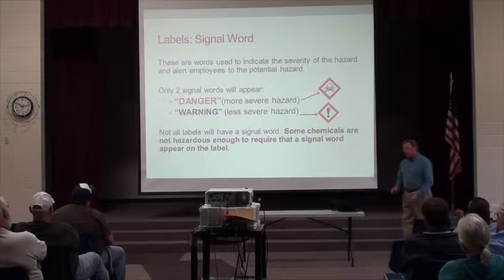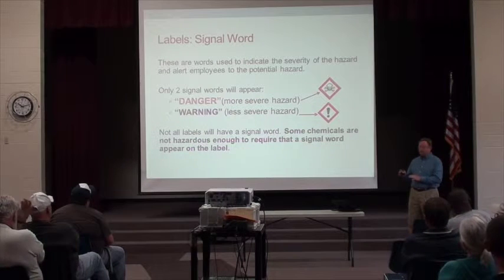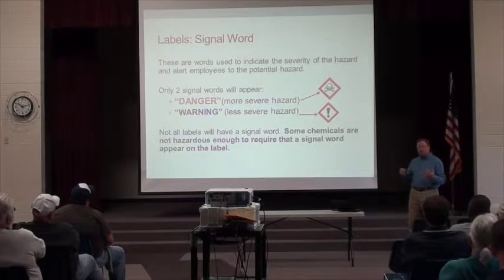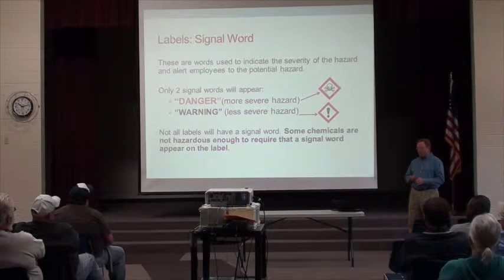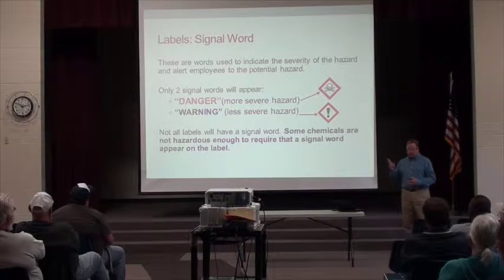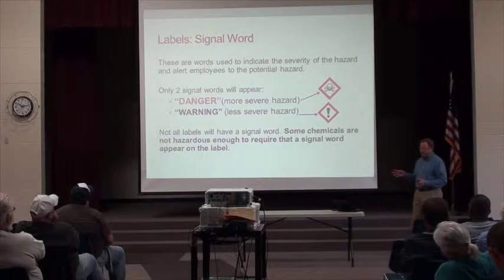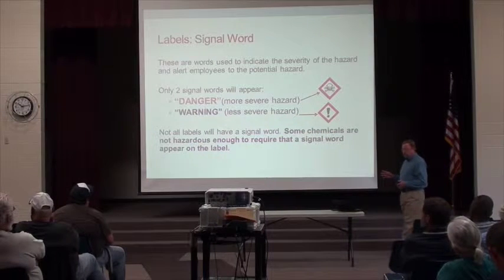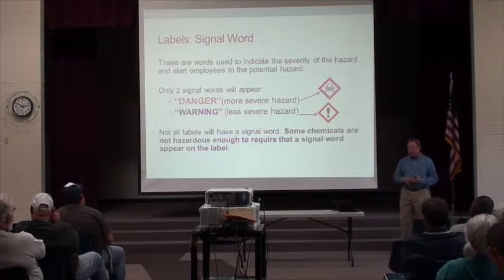Here we're talking about the signal words, those two words. I think that they've simplified this, and it makes a lot of sense. When I first saw this years ago, I didn't really understand where they were going, but now that I've done it, it makes a lot of sense. Two signal words. Danger means it's more severe, and warning means it's less severe. That doesn't mean you don't pay attention to anything that says warning on it, but it's to let you know that it's not as bad as danger.